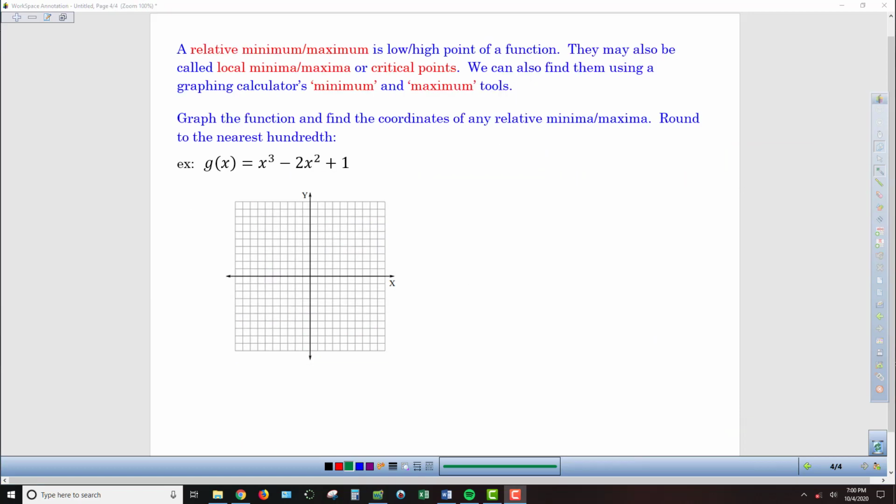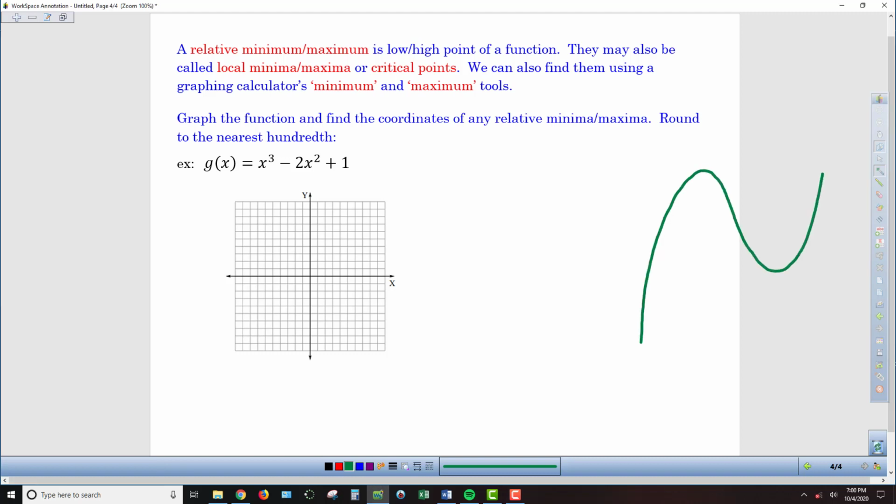Besides the zeros of a function, the places where the graph crosses through the x-axis, or the locations where a function is either increasing or decreasing or constant, we're also interested in any local minimum or relative minimum and maximum points, or they can also be referred to as critical points.